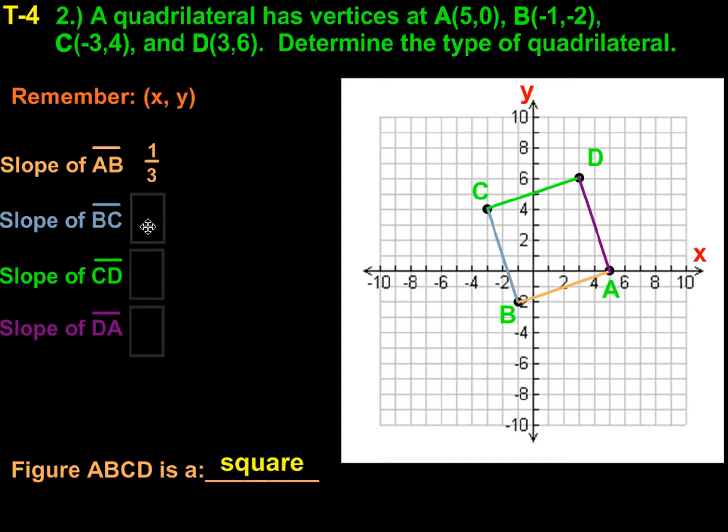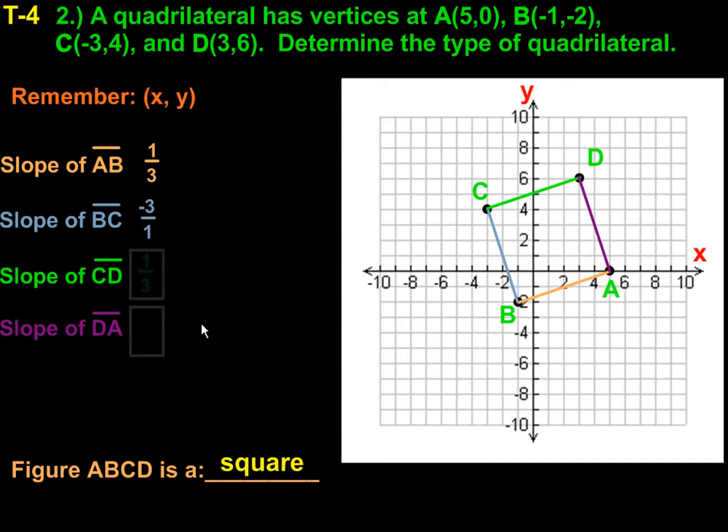Now we need to do BC. Well, BC is a slope of -3 over 1. How did they get that? Starting here, we're going to be going up 1, 2, 3, 4, 5, 6, and then to the left 1, 2. So 6 over 2 would be 3 over 1, and the run was negative.